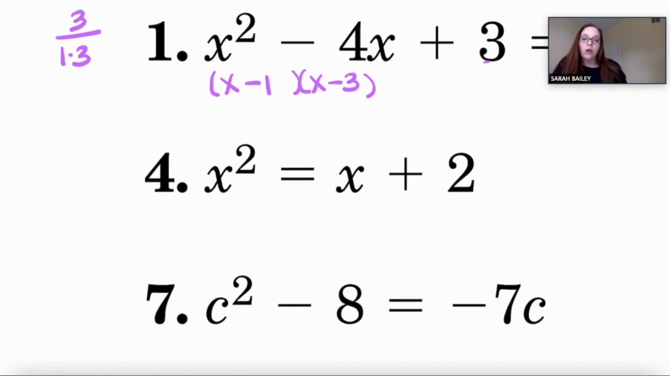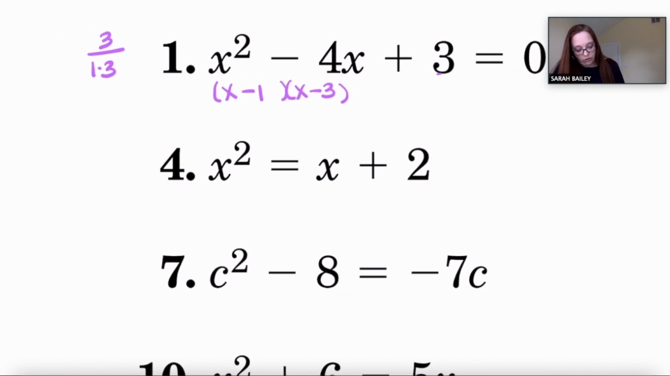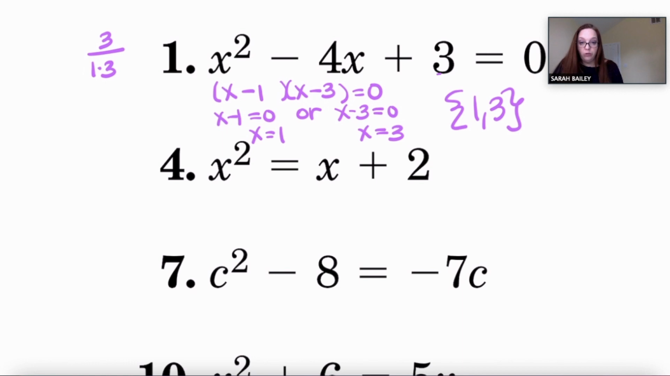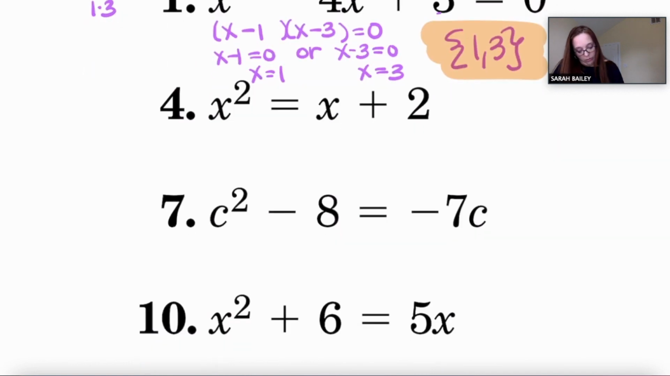x minus 1 times x minus 3 would be the factors, and then set it equal to 0, right? So when I solve this, x minus 1 is 0, or x minus 3 is 0. So then x is 1 or 3. So the solution set, there are 2 solutions, right? And the solutions are 1 and 3. That's it.